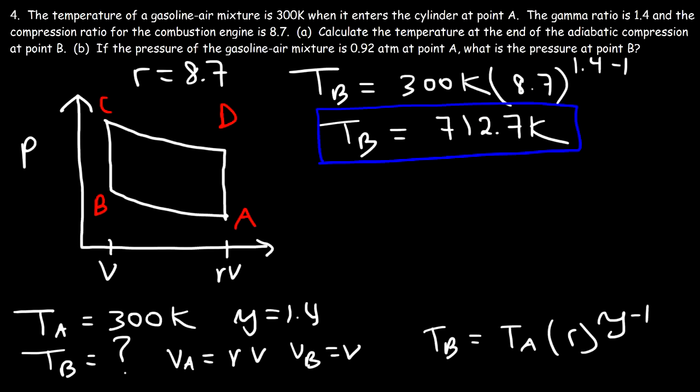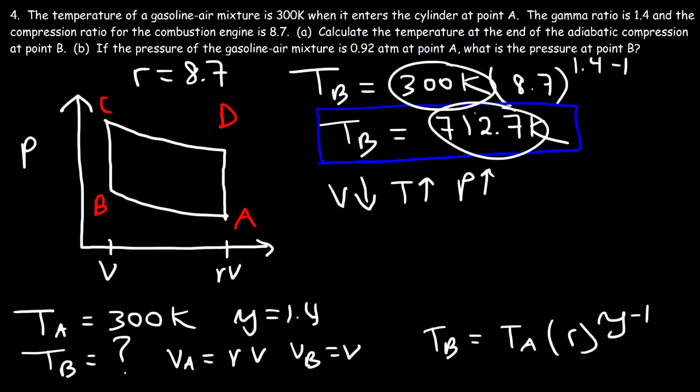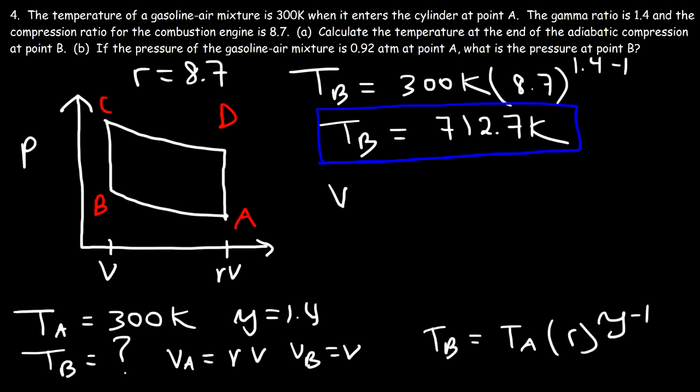If the pressure of the gasoline air mixture is 0.92 atm at point A, what is the pressure at point B? So during an adiabatic compression, we know that the volume decreases and the temperature goes up and the pressure goes up. We can see that the temperature changed from 300 to 712.7 Kelvin. And as you go from A to B, it's going up in the y-axis. So whenever the volume, temperature, and pressure change, we need to deal with the combined gas law.